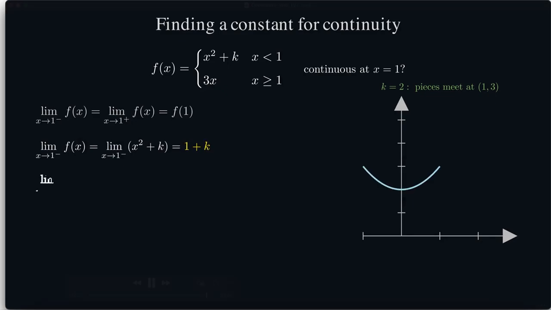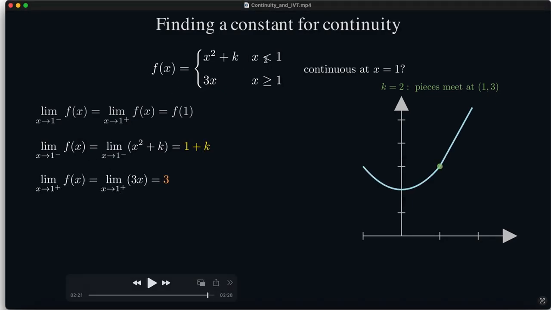The limit from the right, if you're on the right side of this function, then you are on the line, 3x. So the limit as x approaches 1 from the right, again, you plug in 1 into the line, you get 3. So that means that you need both 1 plus k, the left limit, and the right limit, 3, they have to be the same. And also, what's f of 1? If you plug in f of 1, you look at this right here, you get 3. f of 1 is 3. So that means that we need all of these to be equal to 3. The function is 3, so the limit has to be 3 as well.